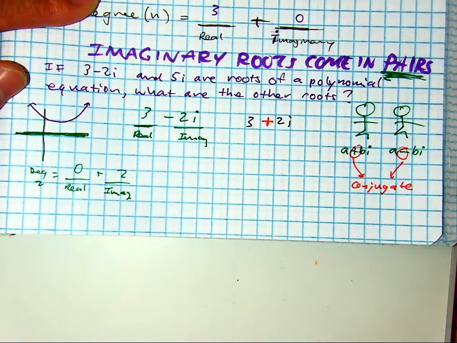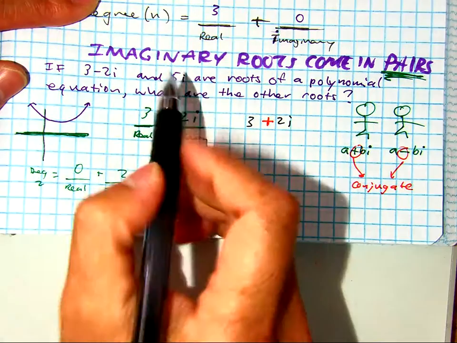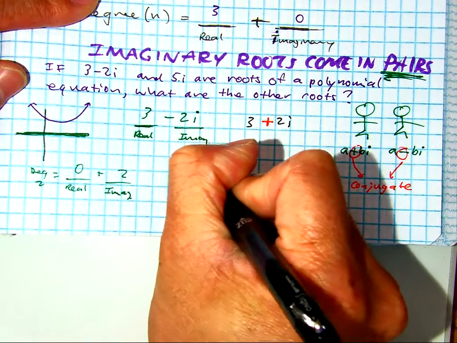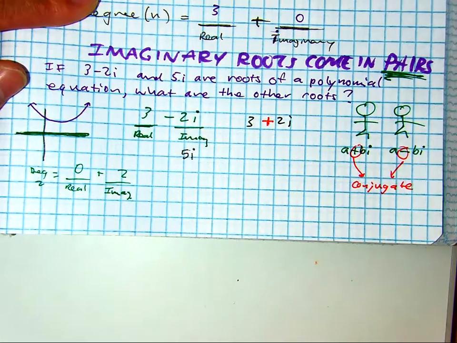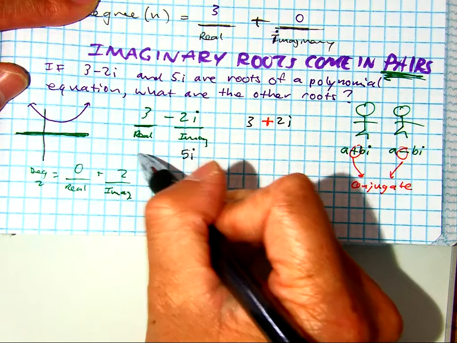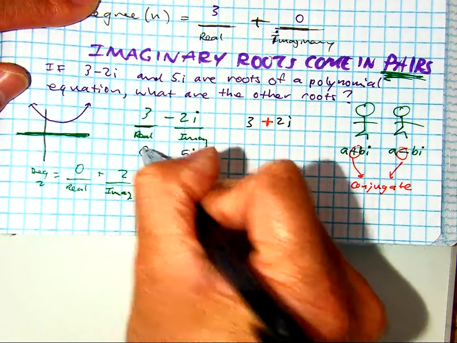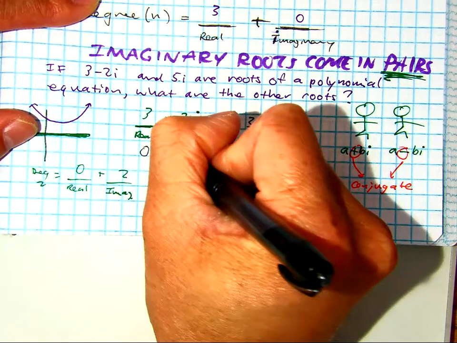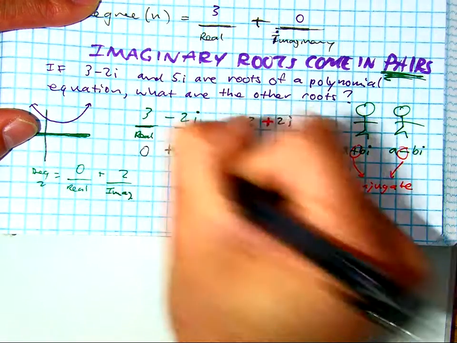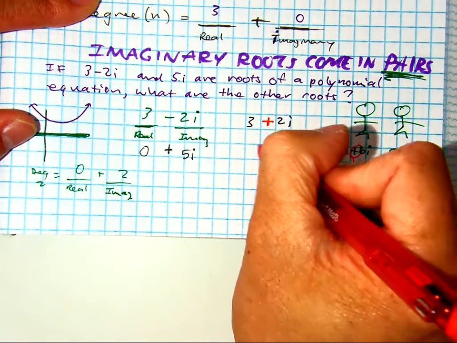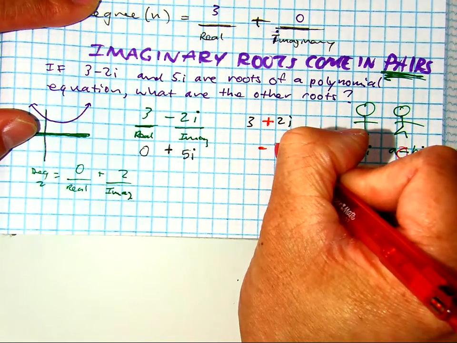Let's write this one. Now this one only has 5i. They call this a pure imaginary. What's its real part then? There's no number here. 0. And question, is 5i positive or negative? Positive. So what would its conjugate be? Its conjugate pair? Negative 5i.